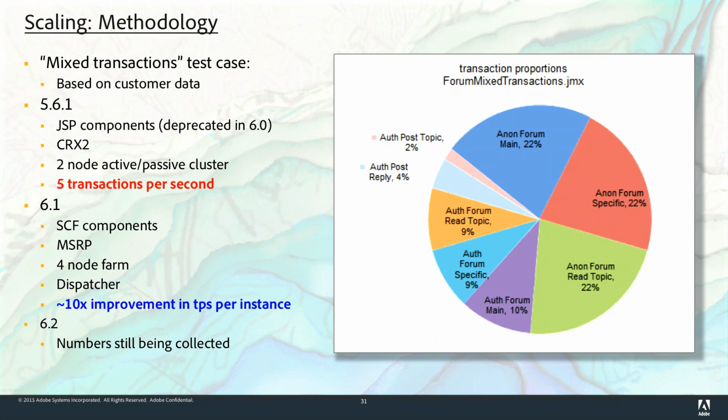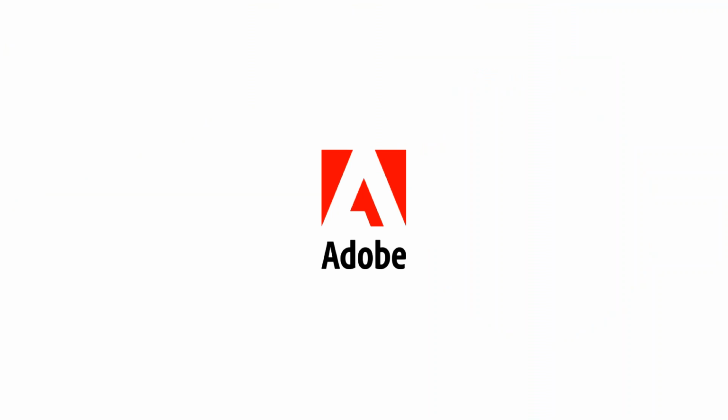So that's pretty much the whirlwind tour of social communities on top of AEM 6.1 FP4, and of course a lot of this will be landing in 6.2 as well. So that is it from me. No, that was a lot. So does anybody have any questions?